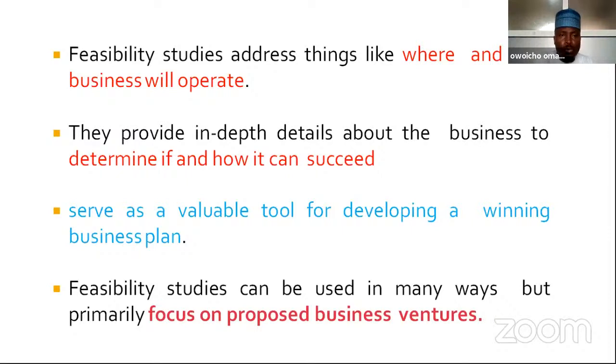All right, if you go back to item one again, I said it will address things like where and how. Let's take a look at the where first. If you want to go into farming, where do you want to locate this your farm? It will address such issues. Should we locate the farm in central business district in Abuja, in one of the undeveloped plots? Would that be a great idea?